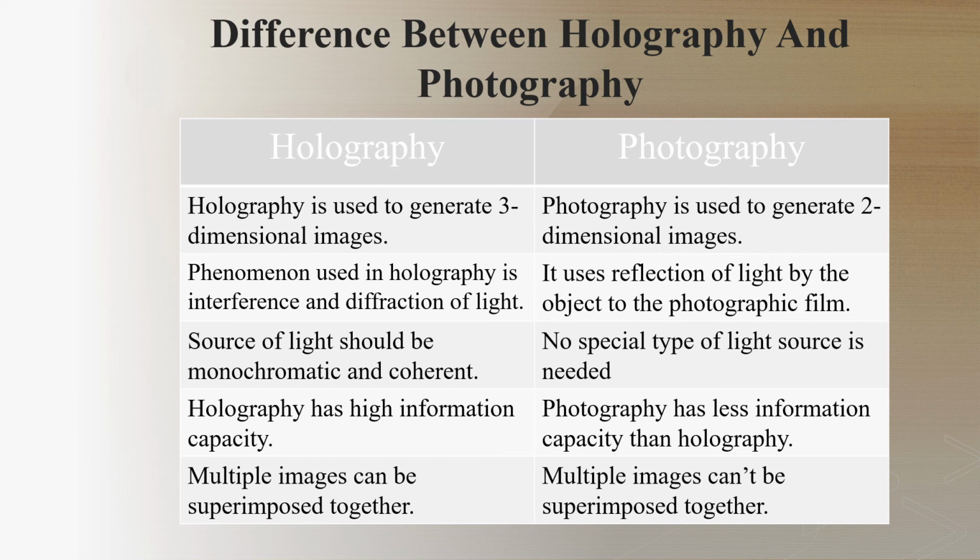Sources of light should be monochromatic and coherent in holography, whereas in photography, no special type of light source is needed. Holography has high information capacity. Photography has less information capacity than holography. Multiple images can be superimposed together in holography, whereas in photography, multiple images cannot be superimposed together.